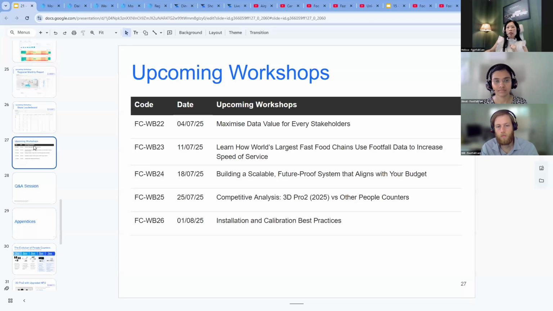And so our upcoming workshops, I encourage you to come again. Thanks for coming today. We have one where we look at how we maximize the data value. We're going to talk more about what we have shown you in the dashboard just now, for different stakeholders: operations team, sales team, marketing team, and so forth. And then, as we mentioned just now, we want to look at the real world case and how to build it scalable. Again, not all on day one, but scalable layer by layer, to future proof it, and within your budget. And then we're going to talk about competitive analysis of our device against other competitors, and the installation and calibration best practice. Thank you.